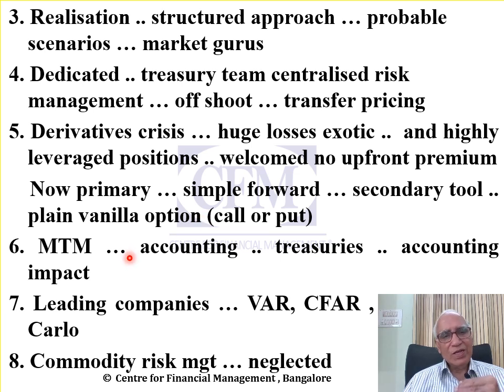Six, thanks to mark-to-market accounting, treasuries have begun to realize the importance of accounting impact. Seven, leading companies are now using value at risk, cash flow at risk, and Monte Carlo simulation. Eight, commodity risk management has been somewhat neglected. However, its importance is now being gradually realized.